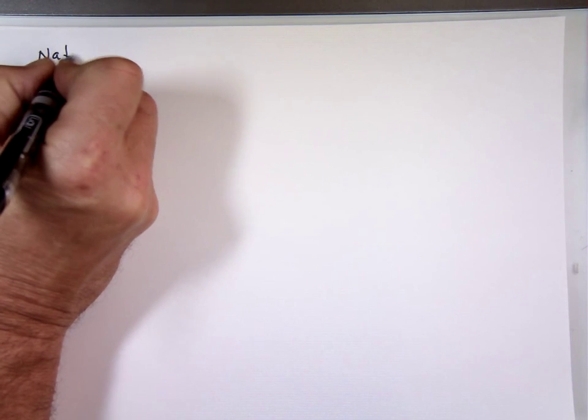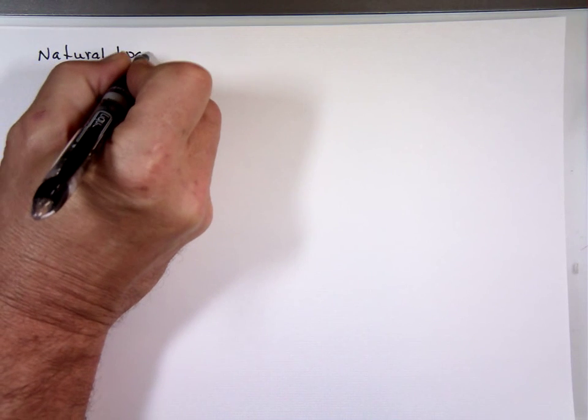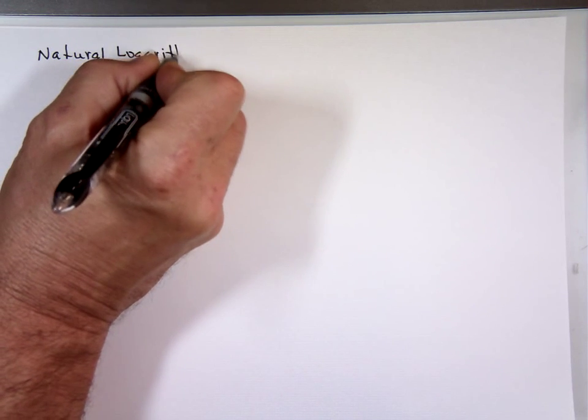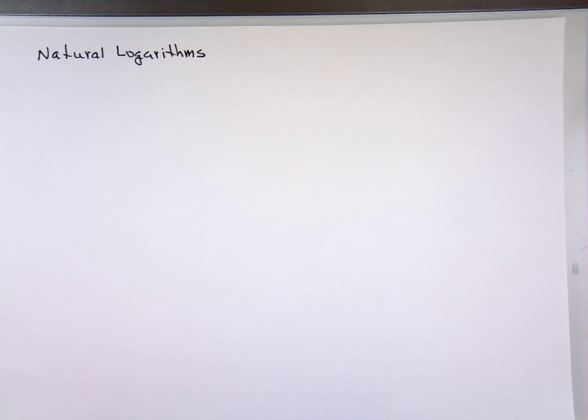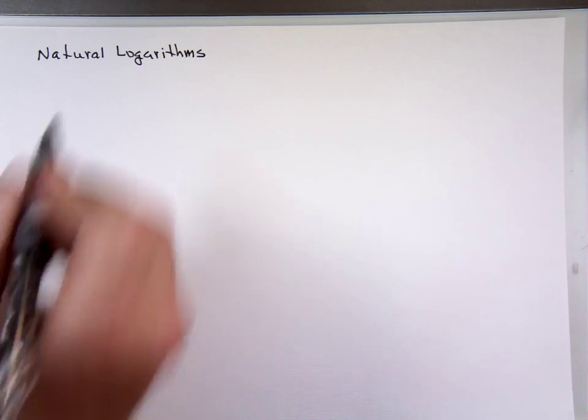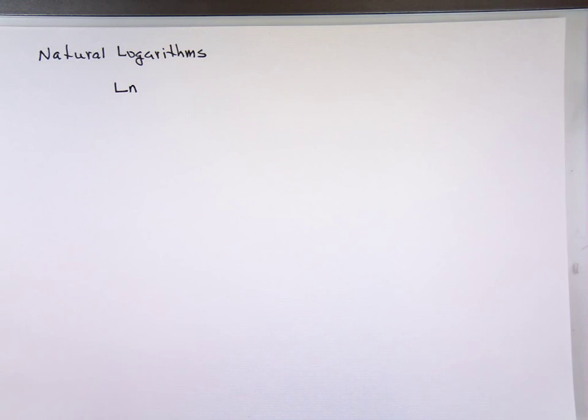So let's look at the natural log. Again, look at your calculator. You see a button called what? ln. That's the natural log. And what does that mean? What's the base?